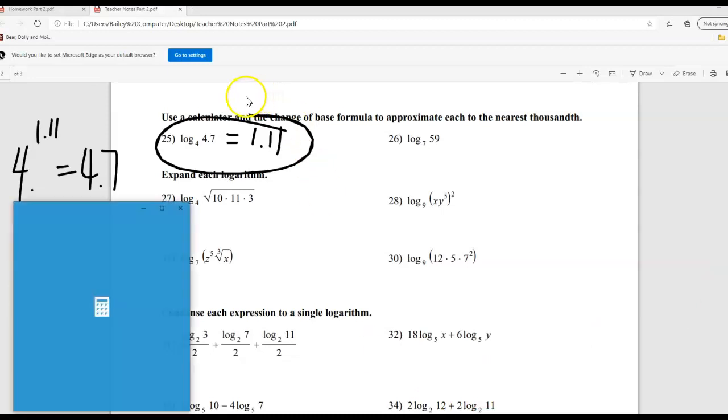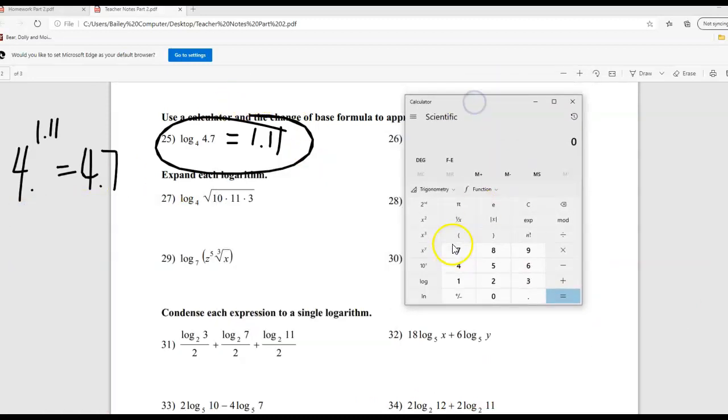This is just a way to check your answer. You do not have to do this. But 4 to the power of 1.11 should be about 4.7. And as you see, we get 4.65, which if you round up to the tenth, would be 4.7. So we have a good estimate of what the answer is. And that's the change of base.